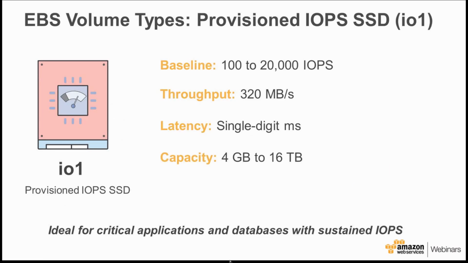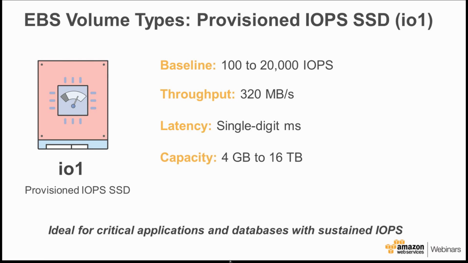Moving on to our next volume type. Our next volume type is Provisioned IOPS SSD, or IO1. IO1, or PIOPS, is for mission critical tier 1 applications with IO intensive workloads that require the highest IOPS performance consistency. With IO1, you can provision your volume size and your IOPS independently, whereas with GP2, your performance was based on your volume size.